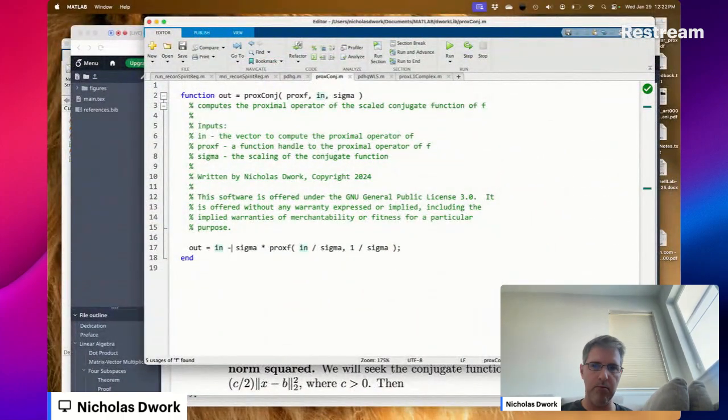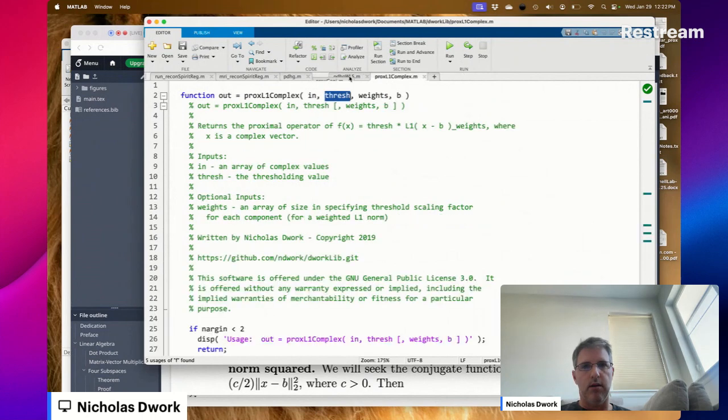Out is equal to n minus sigma times prox of n over sigma with a scaling factor of 1 over sigma. That is what we have. Okay, we're just going to keep checking stuff.